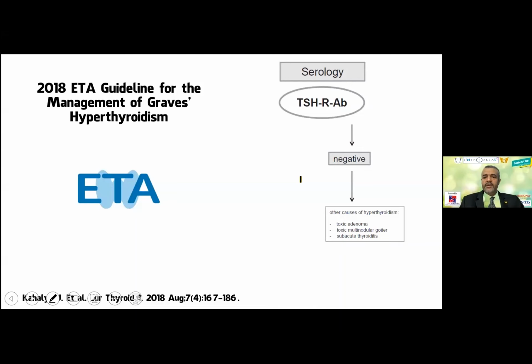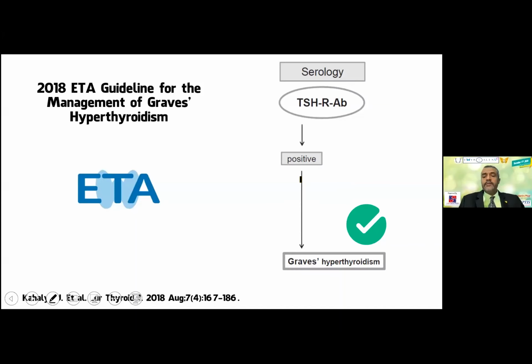If it is negative, consider other differential diagnoses of hyperthyroidism, whether this is toxic adenoma, toxic multinodular goiter, or subacute thyroiditis, or hashitoxicosis, which we have explained. If it is positive, this confirms Graves' hyperthyroidism. TRAbs is actually sensitive for hyperthyroidism at 98% and specific in 99% of the cases.